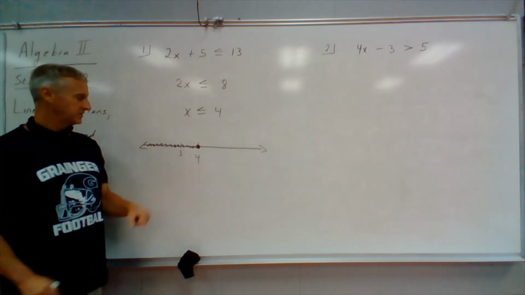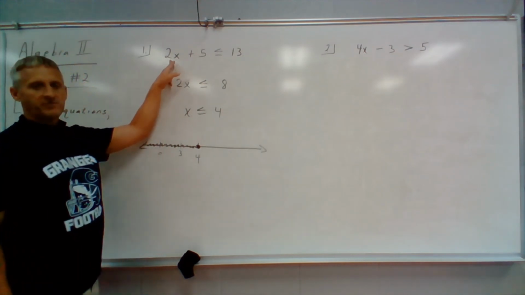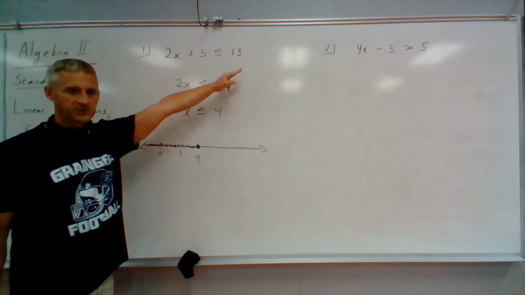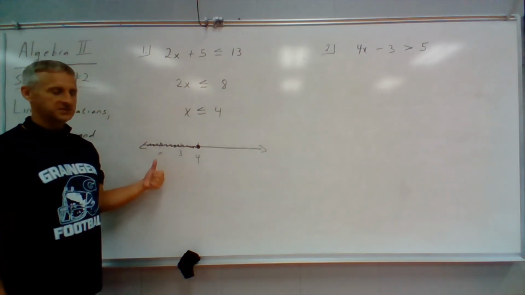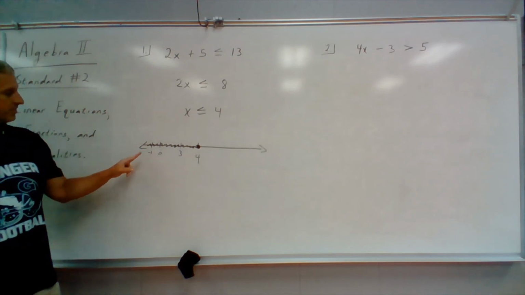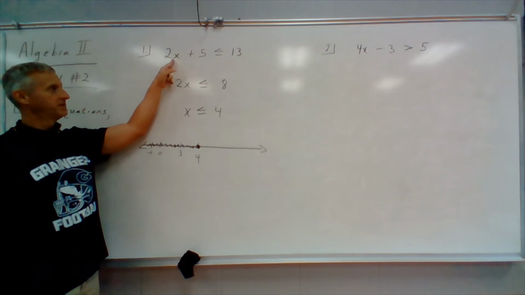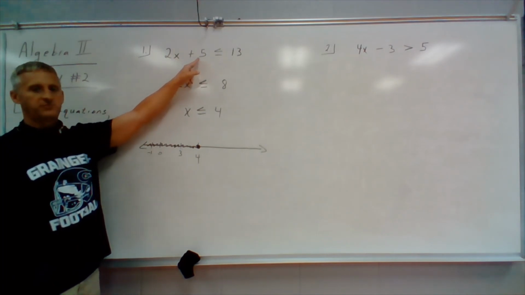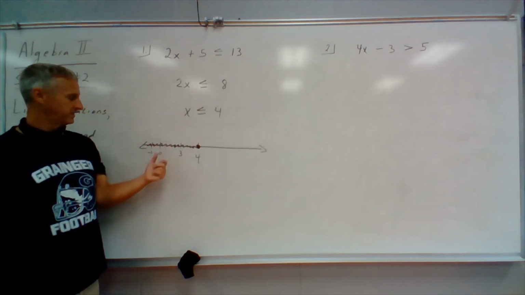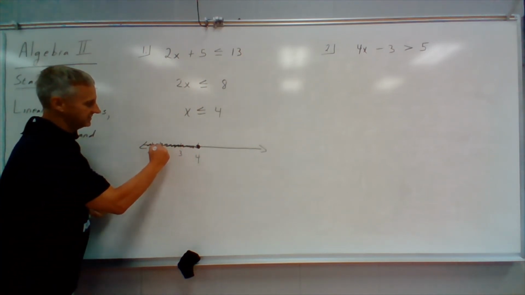Let's try, say, a 0. If I put in a 0, 2 times 0 is 0. 0 plus 5 is 5. 5 really is less than 13. So that's good. Let's do maybe a negative 1. If I put a negative 1 in, 2 times negative 1 is negative 2. Negative 2 plus 5 is 3, and 3 really is less than 13, so that's true. So if I plug in any of these numbers out this direction, they will all result in a true inequality.